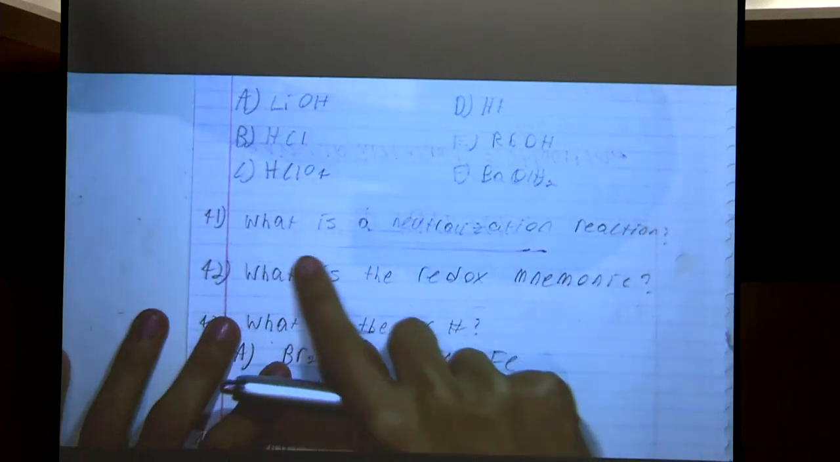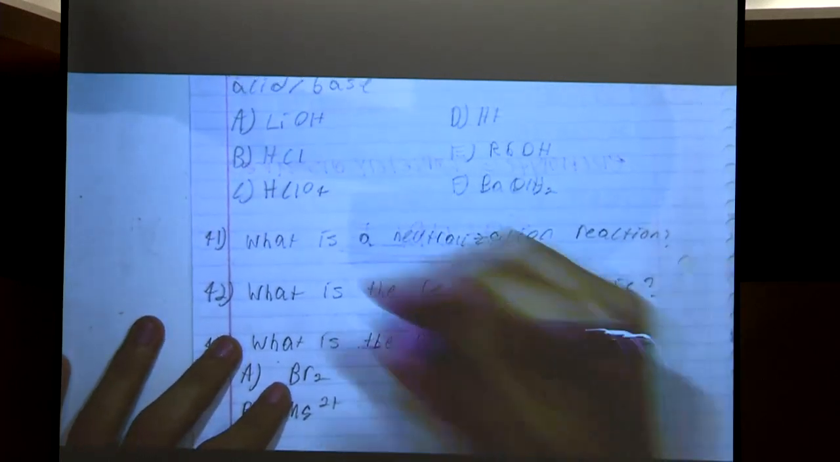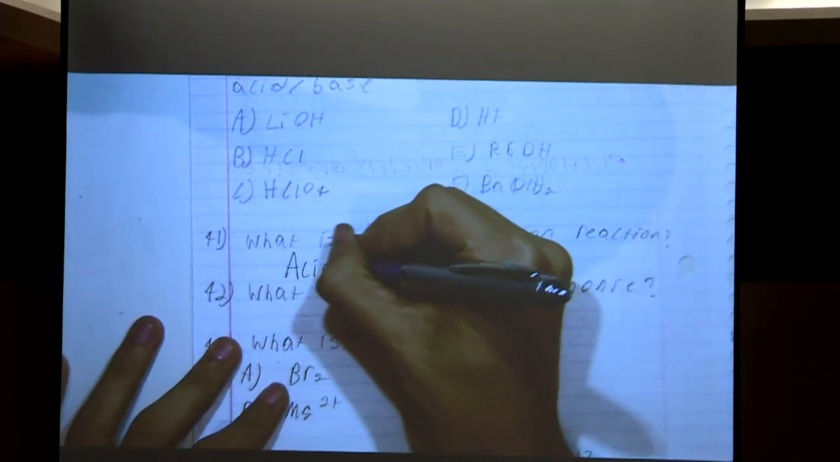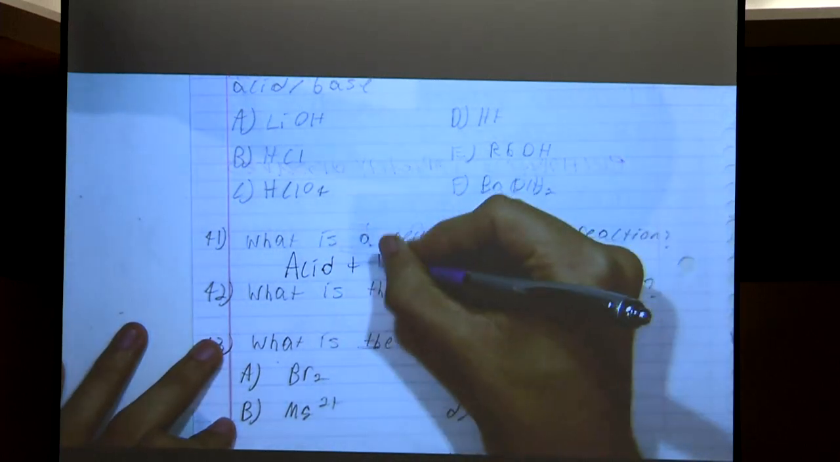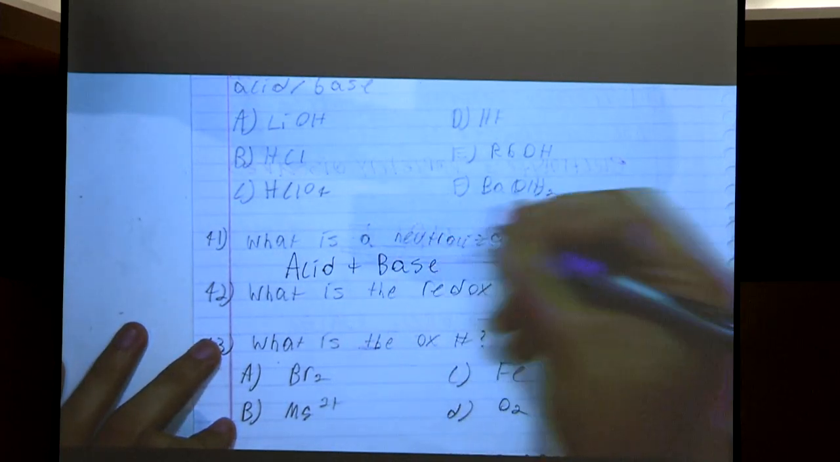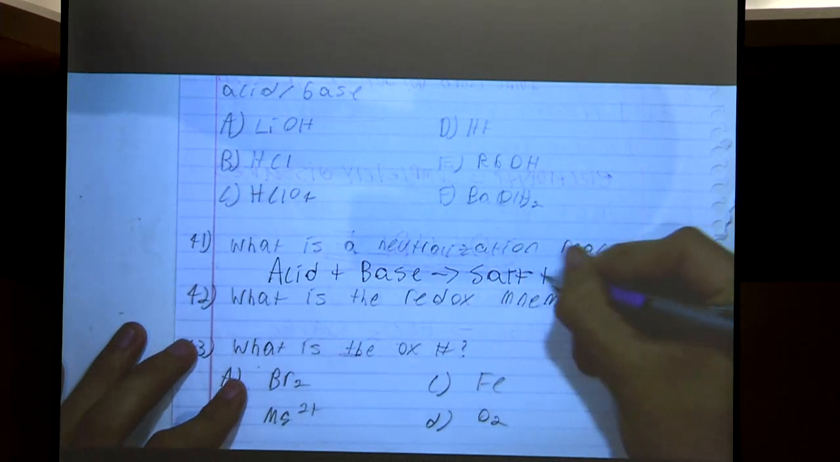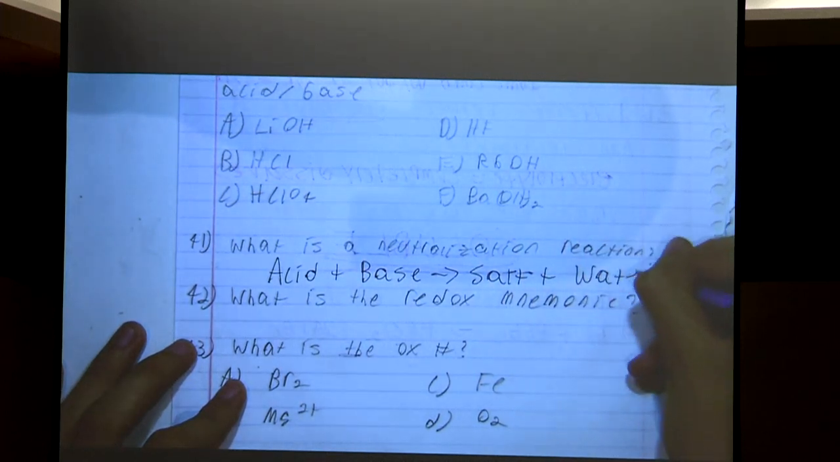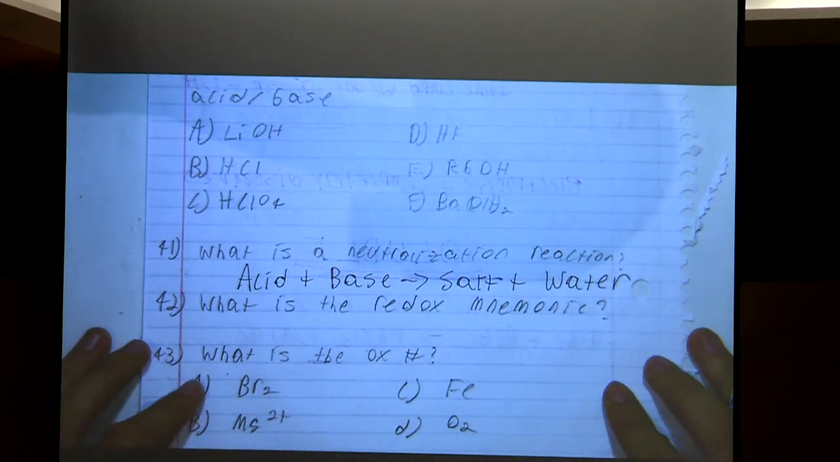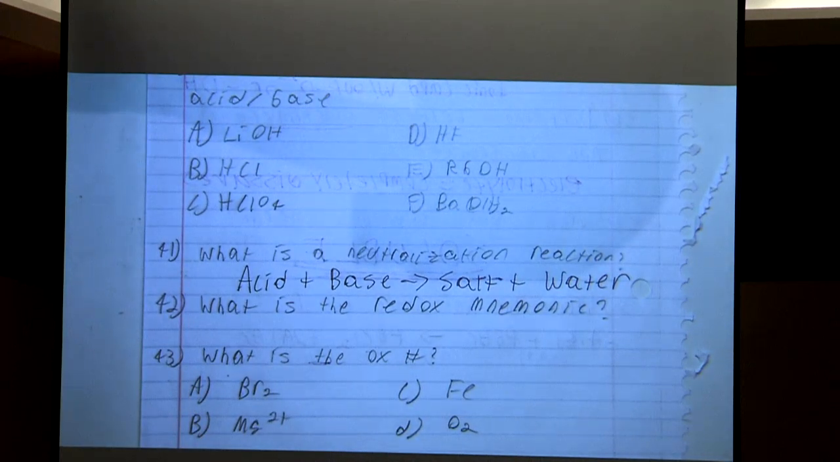So 41, what is the neutralization reaction? Acid plus base yields a salt plus water. So an acid and a base are going to react to form a salt and a water.